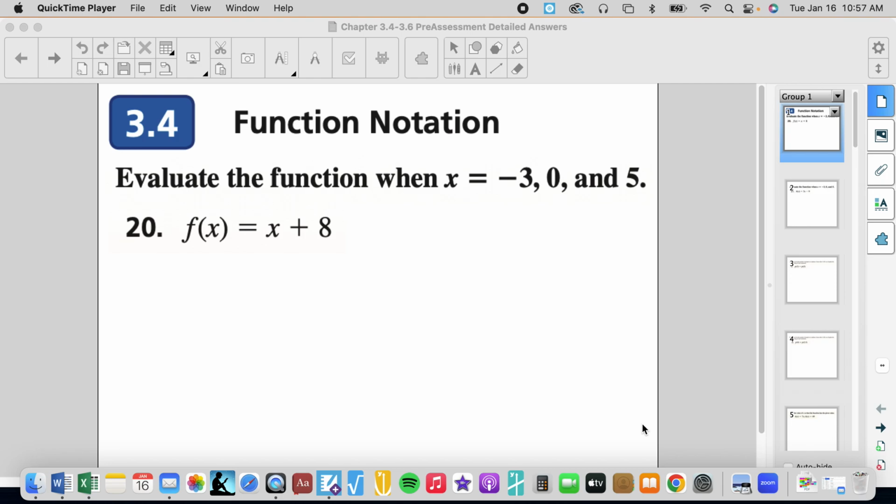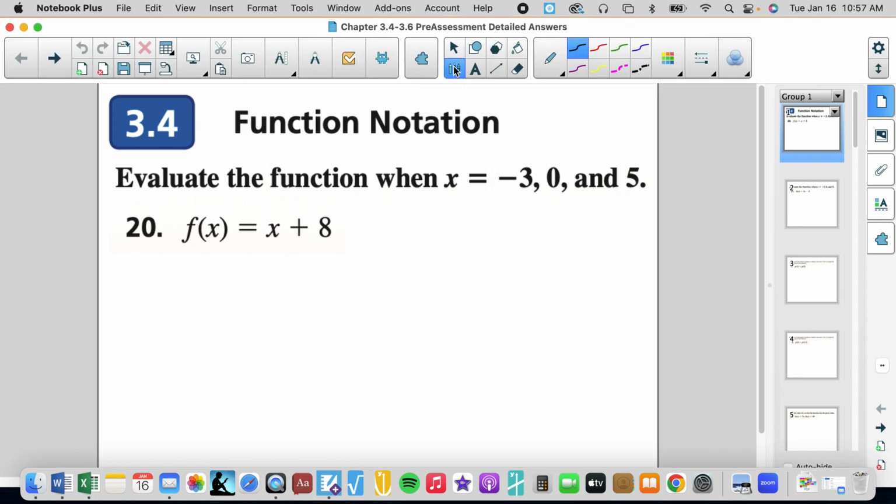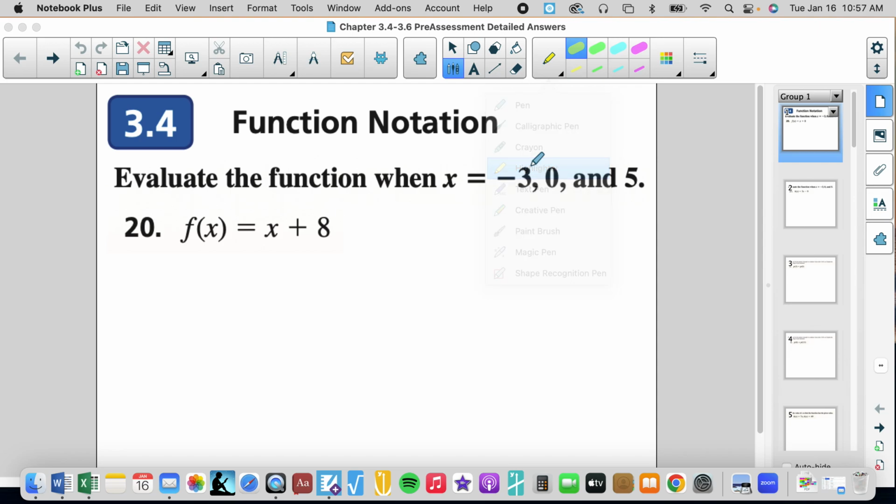Chapters 3.4 through 3.6 pre-assessment. This is the detailed answer key. It says evaluate the function when x equals -3, 0, and 5. Those are three different inputs and they're looking for the outputs. So this is a single input, this is a single input, and this is a single input. What would the outputs be?